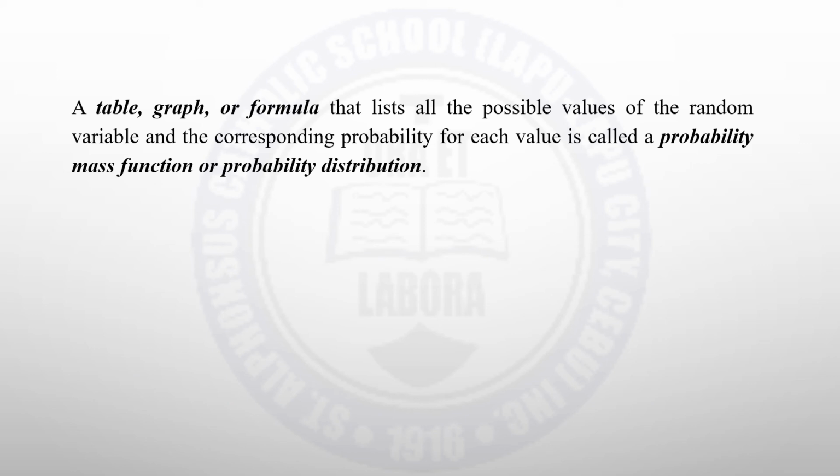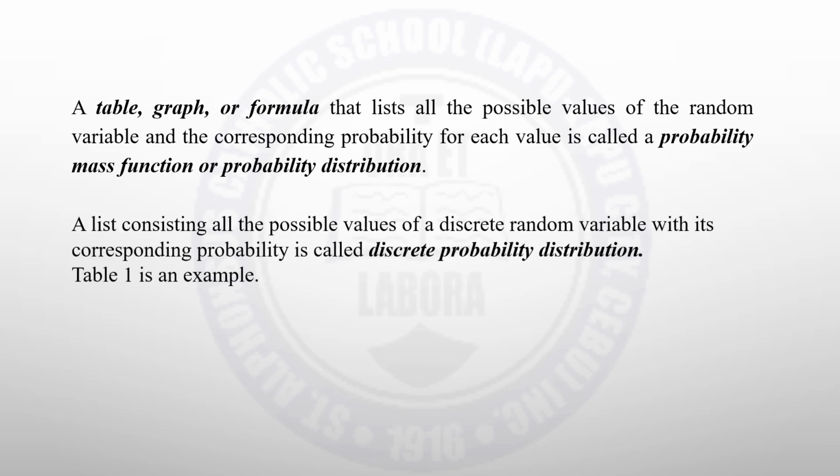Please take note, class, that a table, graph, or formula that lists all the possible values of the random variable and the corresponding probability for each value is called a probability mass function, or probability distribution. A list consisting of all the possible values of a discrete random variable with its corresponding probability is called a discrete probability distribution. Just like what I have presented to you, the table earlier.